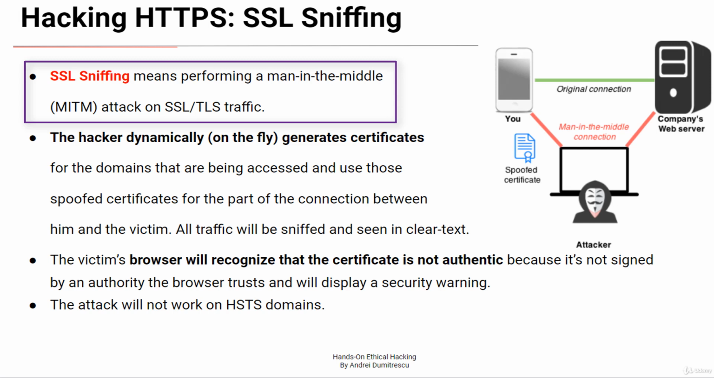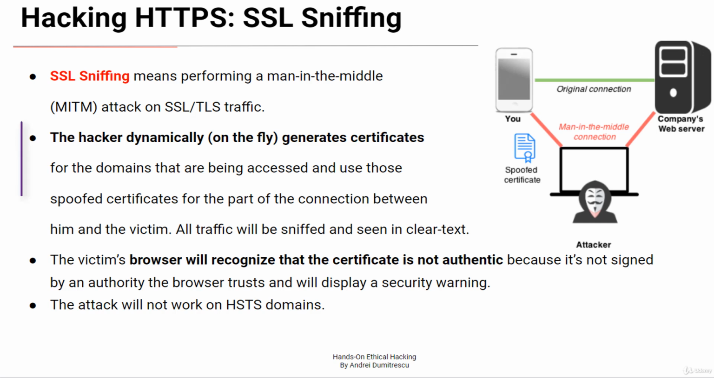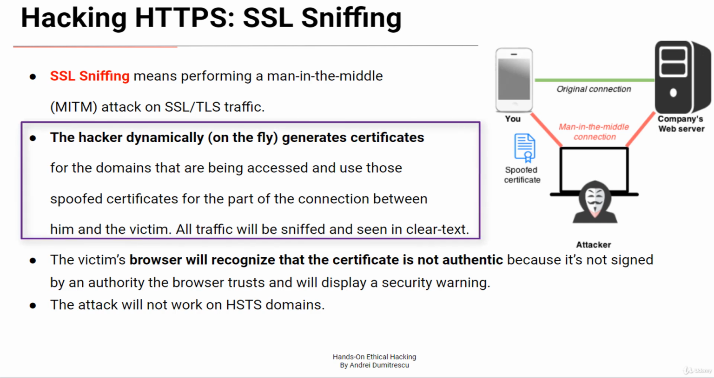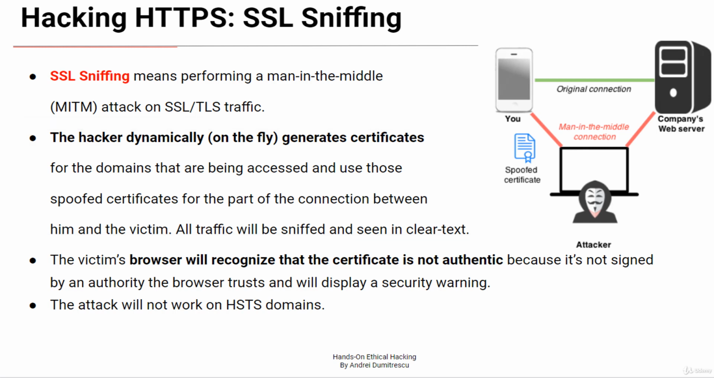The hacker will run an ARP spoofing attack to insert himself between the client, which is the victim, and the original web server. The hacker dynamically, or on the fly, generates certificates for the domains that are being accessed and uses those spoofed certificates for the part of the connection between him and the victim. All traffic will be sniffed and seen in clear text.